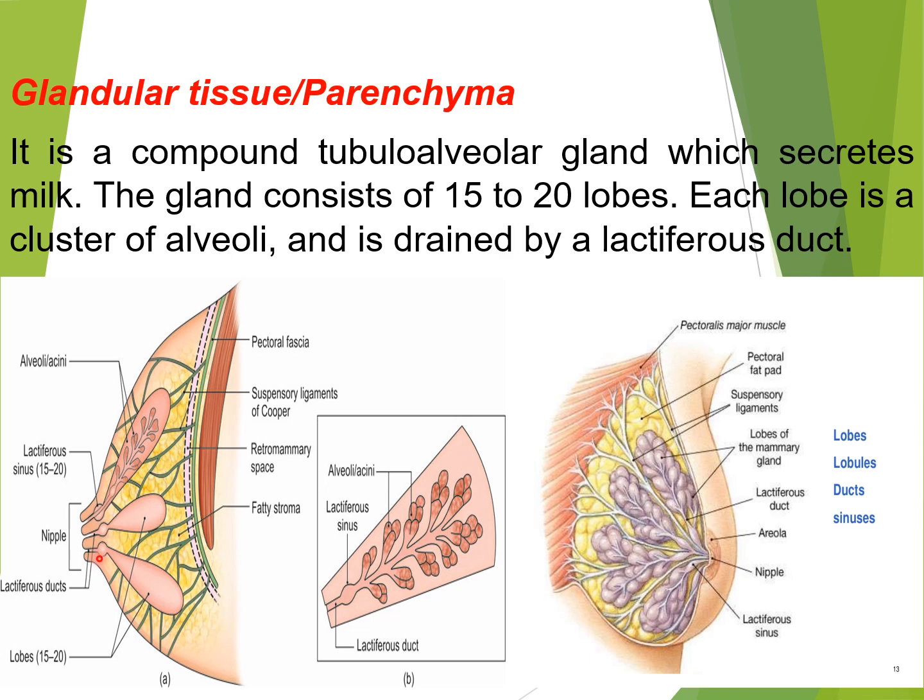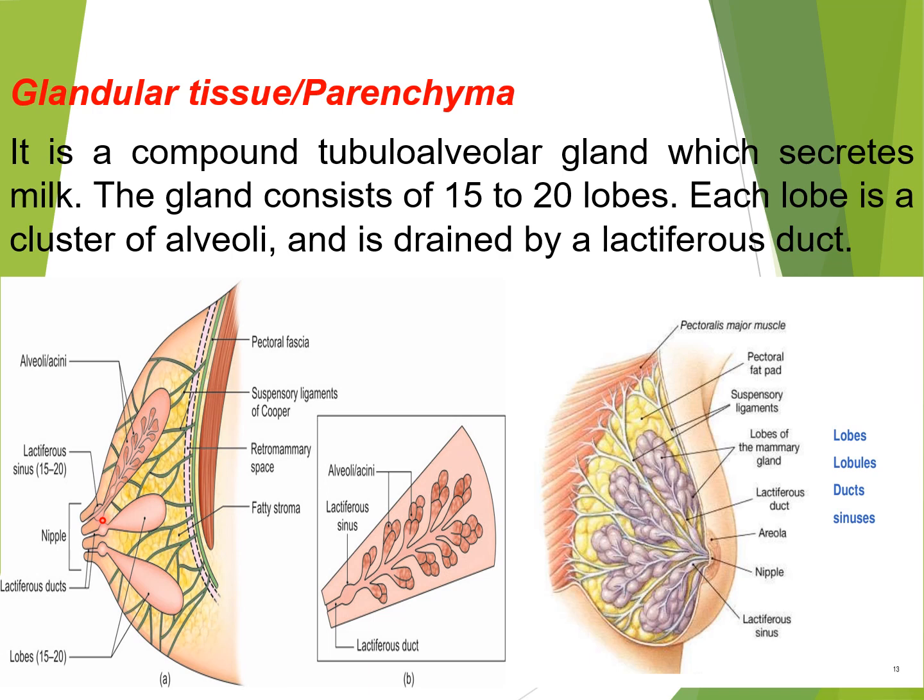Now these lobes are arranged in a radiating manner, and you can see here, they converge towards the areola, where each duct dilates to form the lactiferous sinus. So all of you see, this is the lactiferous sinus.